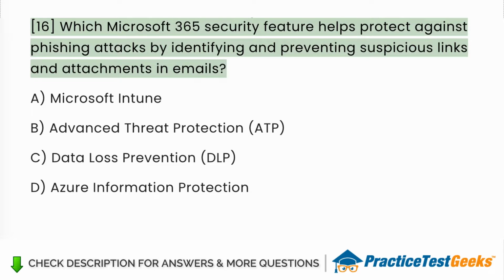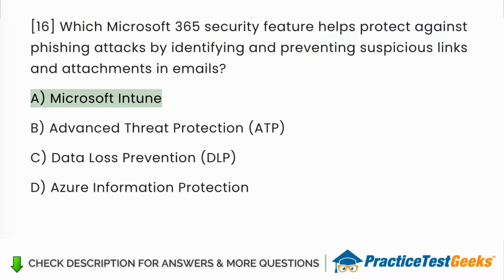Which Microsoft 365 security feature helps protect against phishing attacks by identifying and preventing suspicious links and attachments in emails? A. Microsoft Intune. B. Advanced Threat Protection. C. Data Loss Prevention. D. Azure Information Protection.